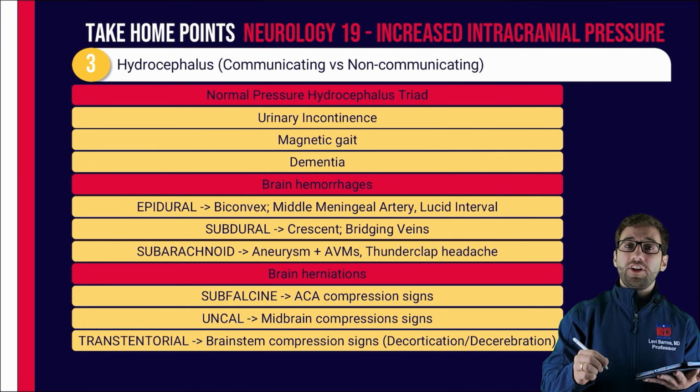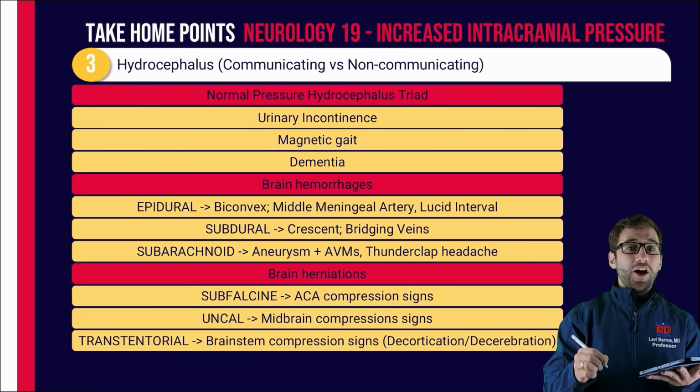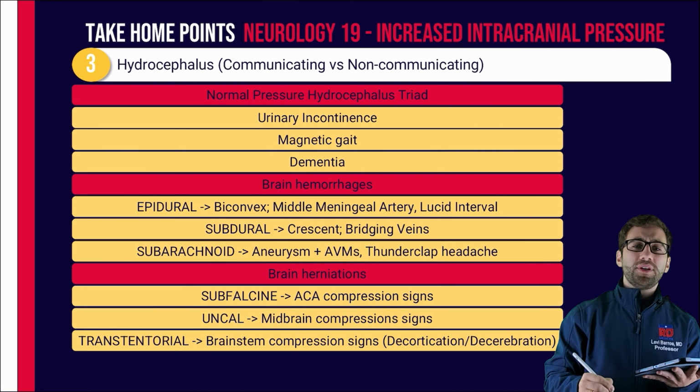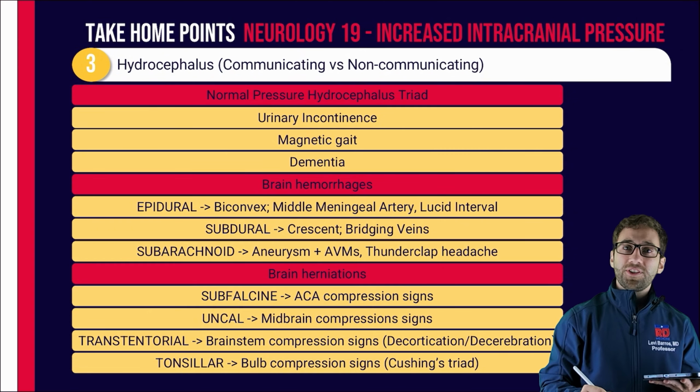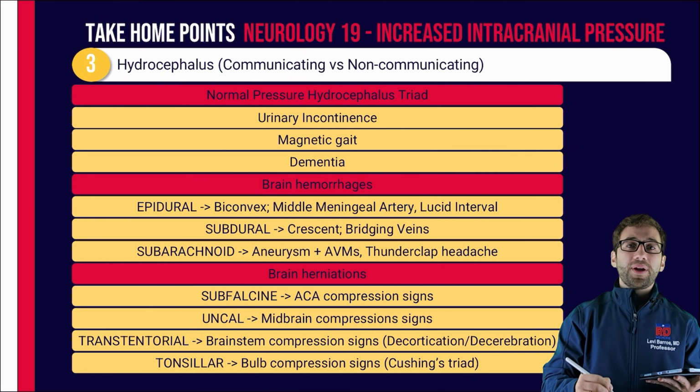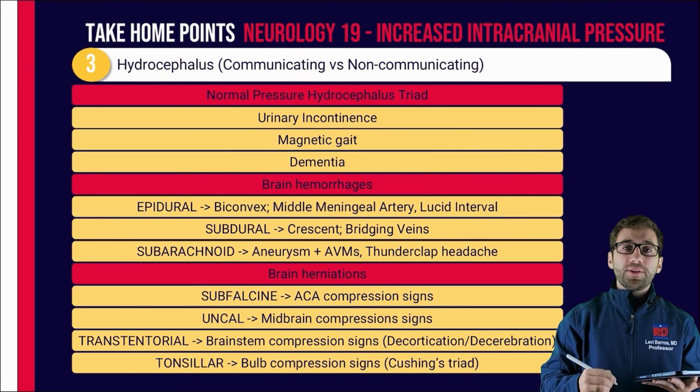Uncal herniation involves displacement of the uncus of the temporal lobe, compressing the midbrain and leading to ipsilateral oculomotor nerve palsy and contralateral hemiparesis. And finally, tonsillar herniation involves displacement of the cerebellar tonsils through the foramen magnum, compressing the medulla oblongata and presenting with Cushing's triad: hypertension, bradycardia, and irregular respirations.